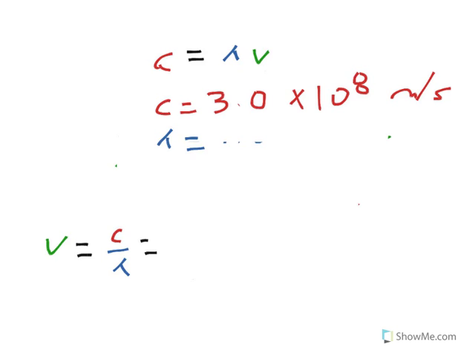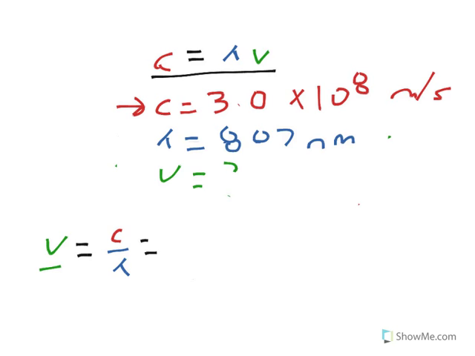Here's our basic setup for this problem. We start off with our equation for our light wave. We know that the speed of light is constant, so we can just write that down. And the wavelength is given to us at 807 nanometers. The frequency for this wave is what we're trying to find. So we can rewrite our equation so that frequency is isolated. Now, all we need to do is simply plug in the numbers.